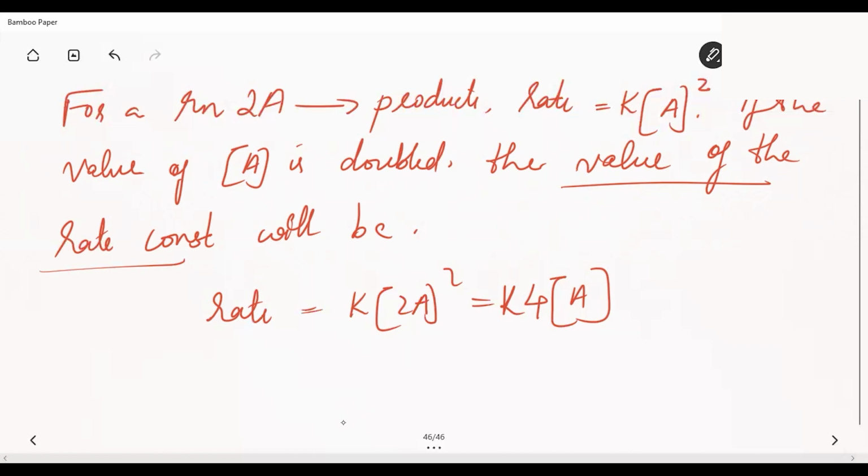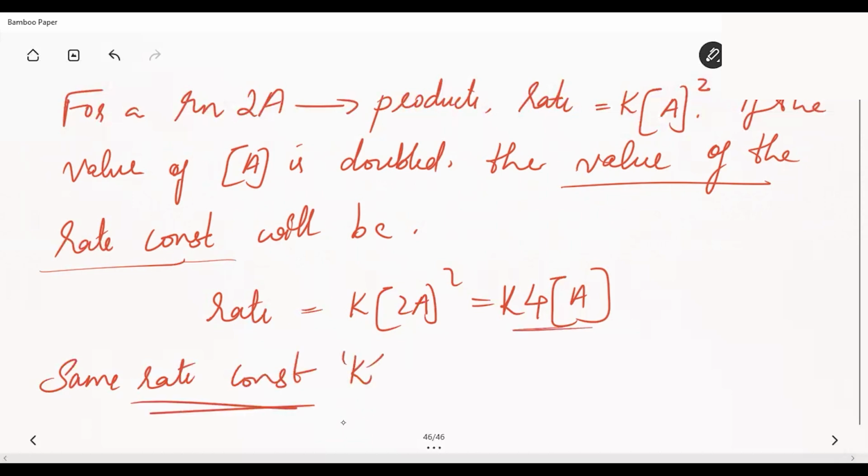Okay, what you have to do? Here the rate constant is independent, right? We have studied that the rate constant is independent of the concentration. So the rate constant has no change. The rate constant is the same. The rate is increasing 4 times, that is correct, but the rate constant has no change. Okay, don't be confused about the answer. Moving to the next question.